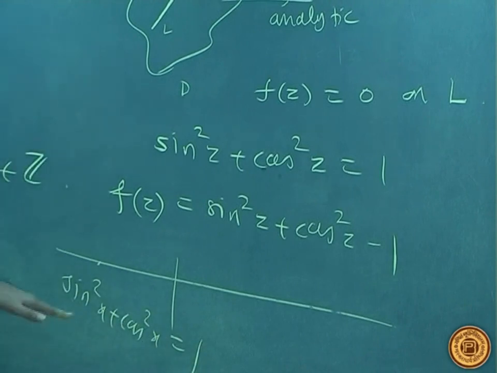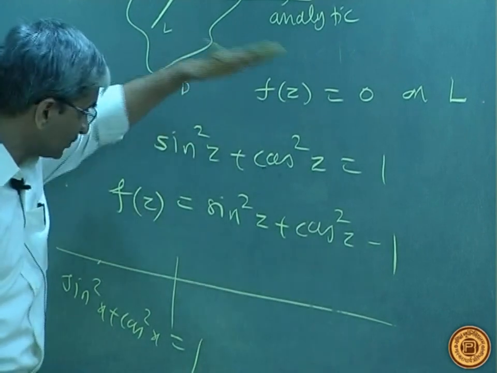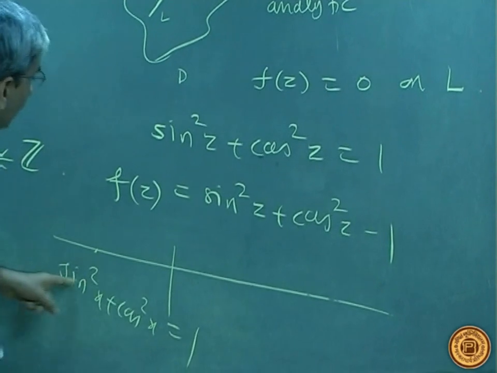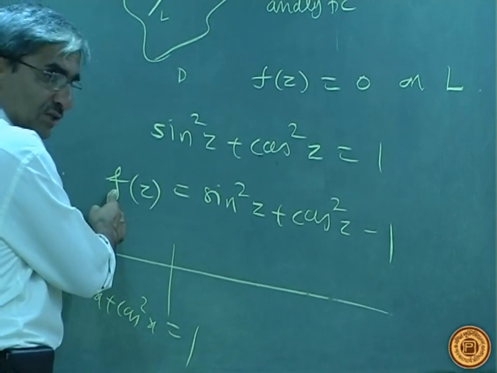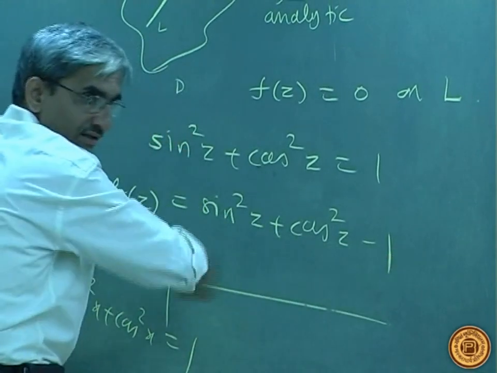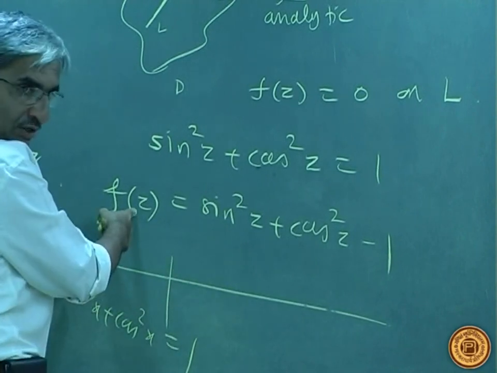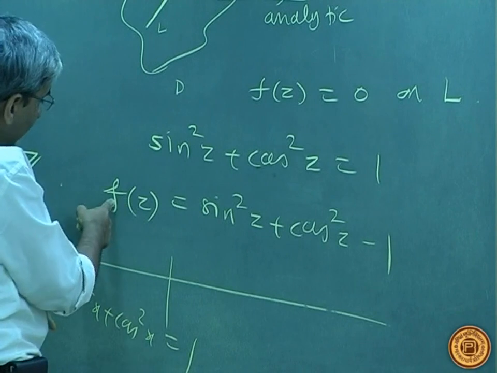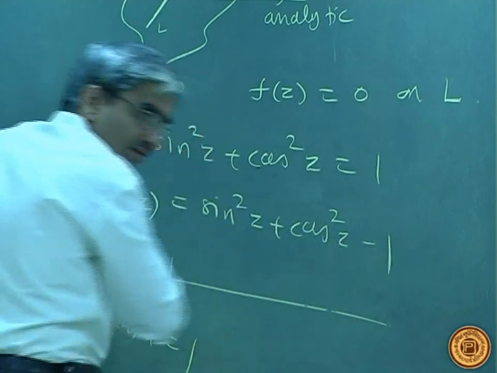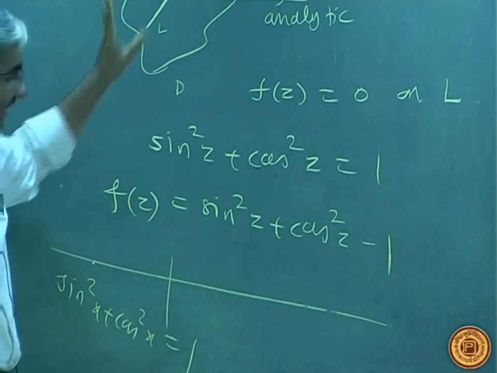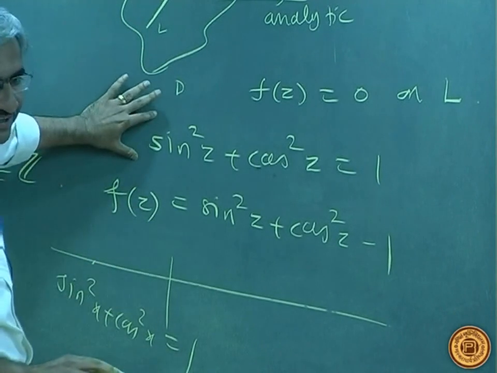independently proved it for real variable x, and we know that the restriction of the sine and cos functions to the reals is real sine and real cos. But this identity holds means what? f is identically 0 throughout the real line. For x real, this function will be 0. So f is identically 0 on a line. That means f is identically 0 throughout the complex plane. That means this identity will hold for all z.